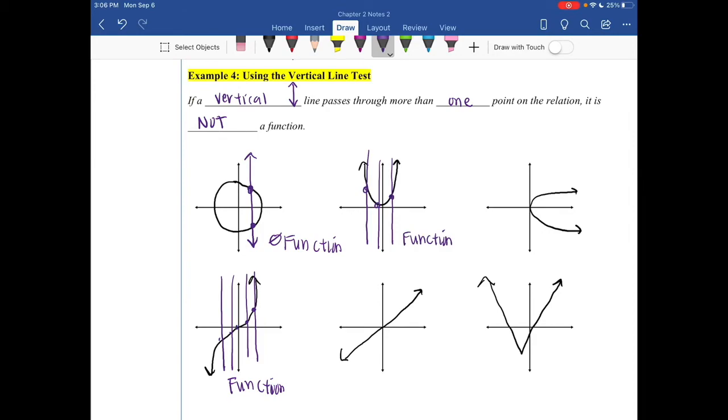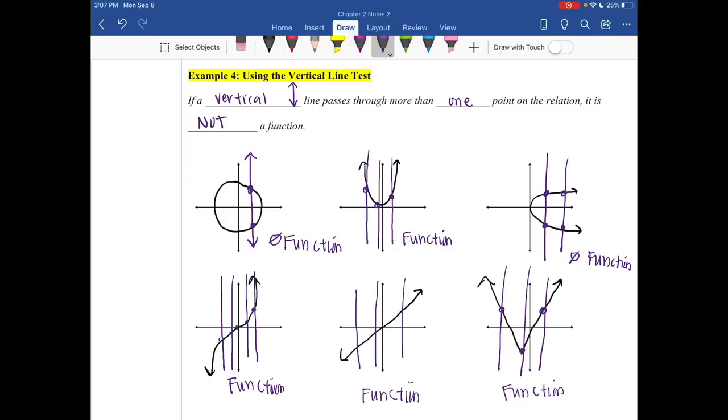Go ahead, pause the video, and give those last 3 a try on your own. The 2 on the bottom would both be functions because they pass the vertical line test, but this one left here up on the top is not going to be a function because, again, it's crossing through the graph at 2 different places with that vertical line.